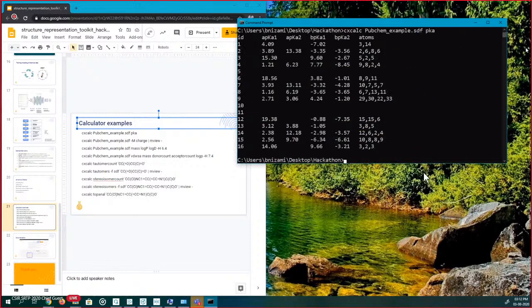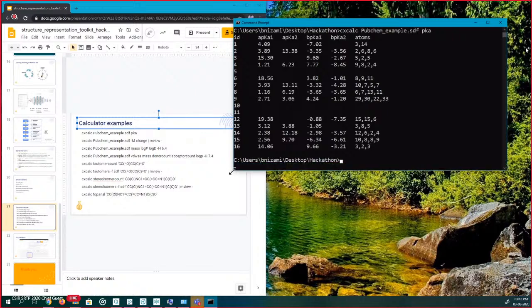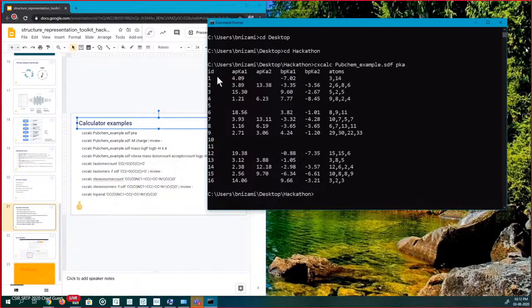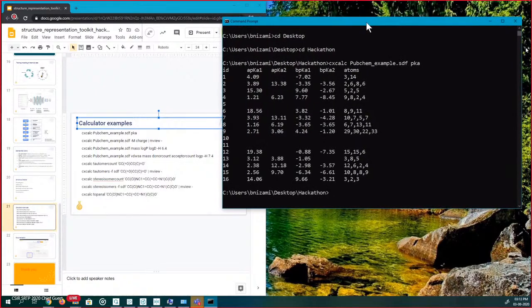So when I run this command, let me make it a little bit bigger so that we can see. My input file has 16 structures, and it has calculated the different acidic and basic pKa values for all the given structures. You can see them here. And of course, you can also save these results into an external file. I will show you with a later command how you can save them into a different file and then maybe use them for some other purpose also.